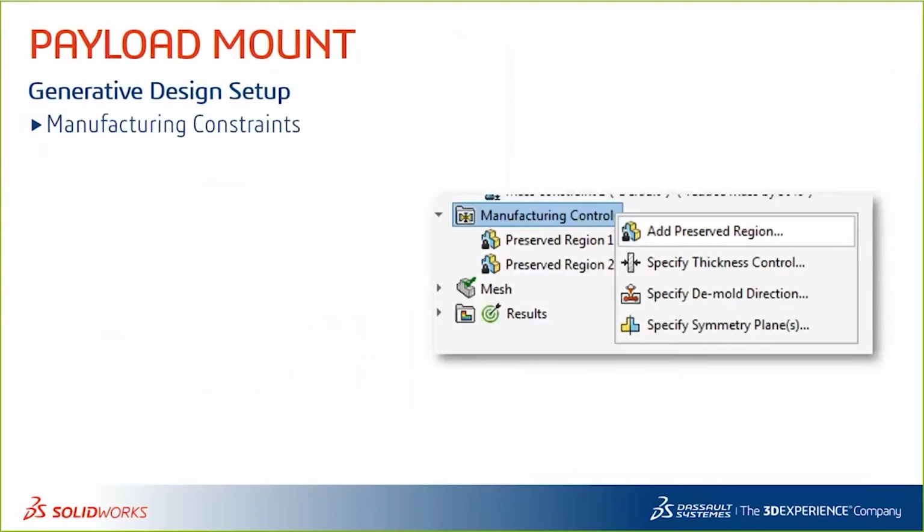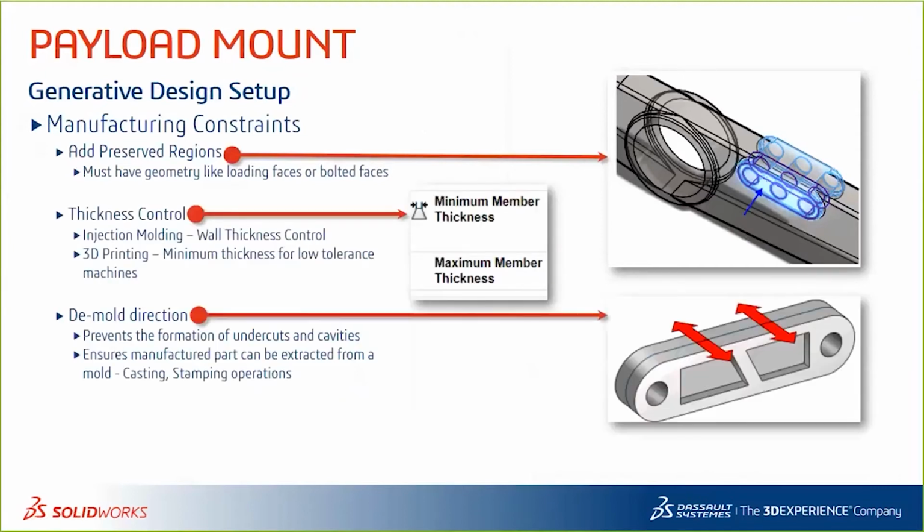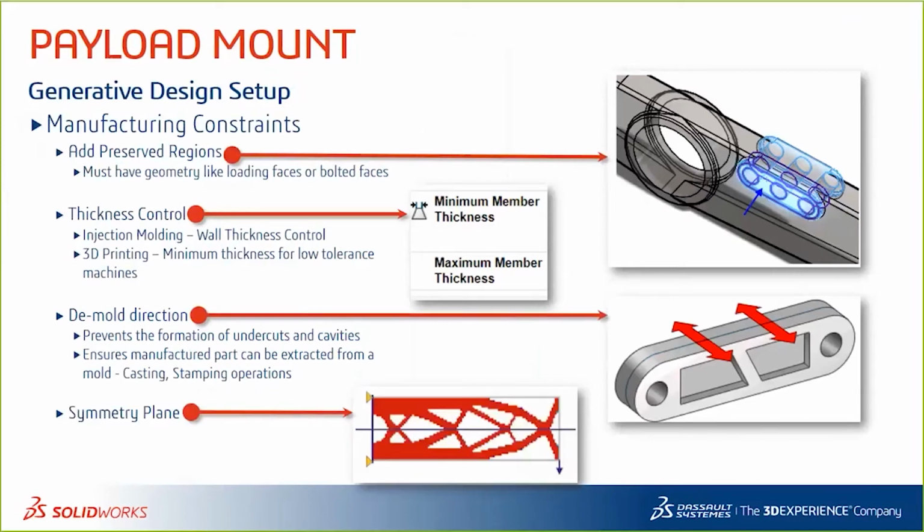Now, once we've set our goals and constraints, the next thing that we want to do is set up our manufacturing constraints. So here's where you will really drive this analysis and drive the final shape of the component. Depending on how this part is going to be manufactured, you can add manufacturing constraints such as adding preserved regions. So as I mentioned, if you have any critical features such as the mounting holes for that payload mount, as I showed earlier, you can select those and say these faces need to be preserved.